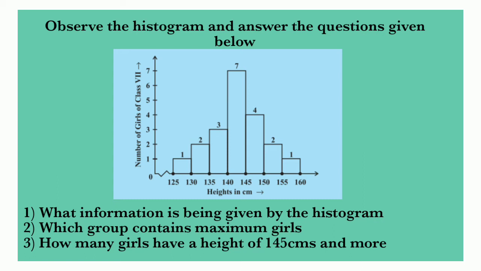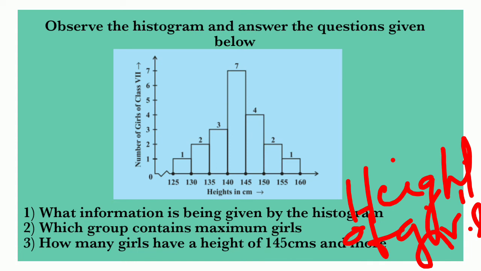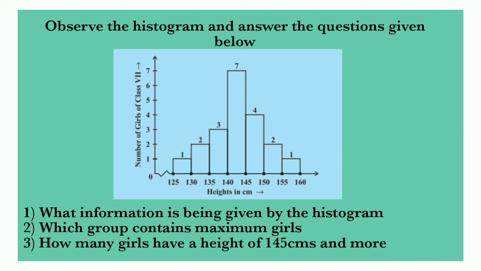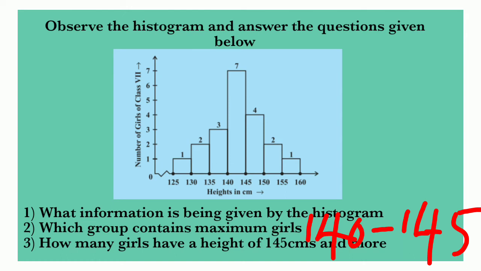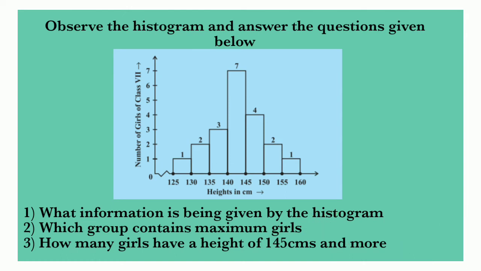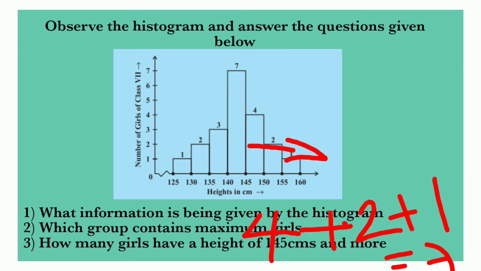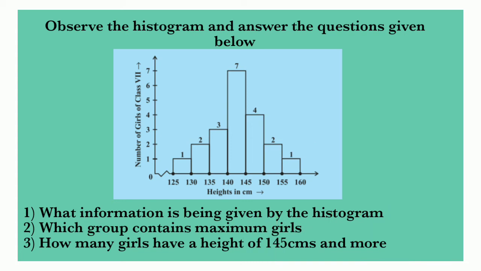Then the first question: what information is being given by the histogram? Second one, which group contains maximum girls? Third one, how many girls have a height of 145 centimeter and more? The first question, what information is being given by the histogram? Height of the girls in 7th standard. Second one, which group contains maximum girls? 140 to 145. Then the third question, how many girls have a height of 145 centimeter and more? That means from 145, 4 plus 2 plus 1, that is 6 plus 1, that is 7.